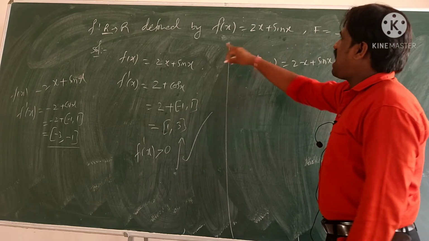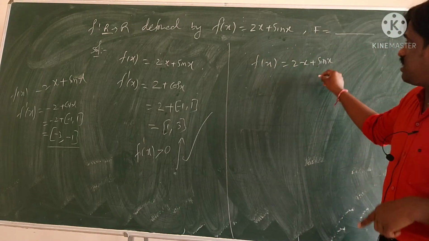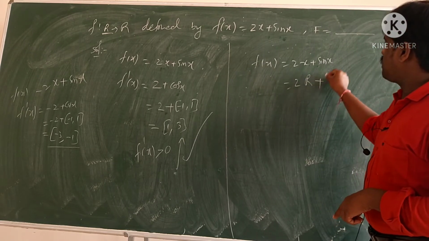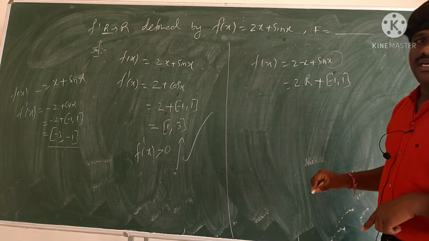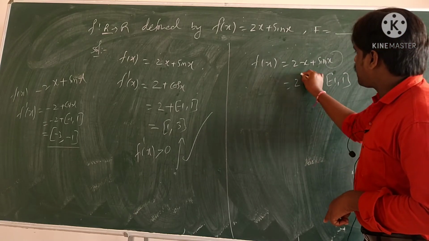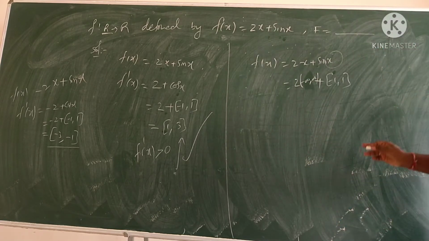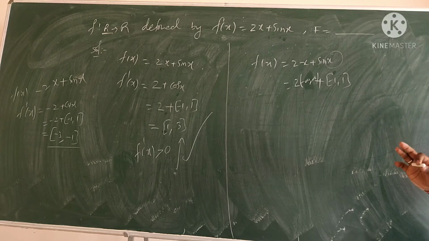Second, 2x plus sin x. If I keep R in this, the 2x is real, and if I keep R in the sin x, I get minus 1 to plus 1, and here I'll get minus infinity to plus infinity. So if I add or subtract, whatever I do, will I get R or not?